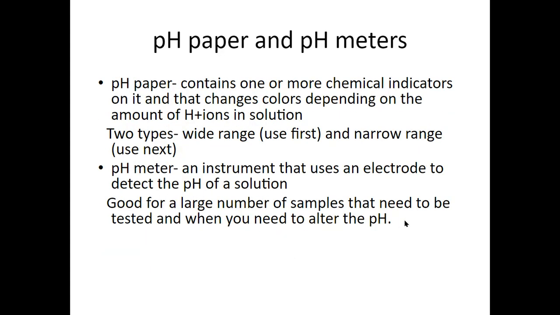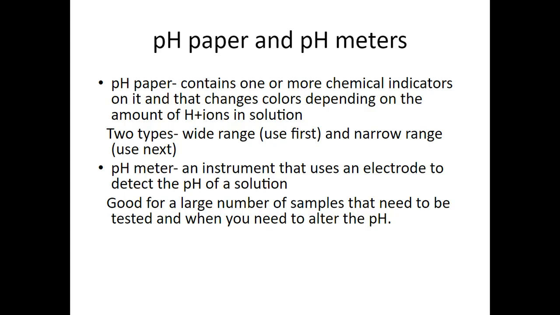pH paper and pH meters. pH paper contains one or more chemical indicators on it, and it changes colors depending on the amount of hydrogen ions in solution. There are 2 types, and we don't use too much of these. If you do a science fair experiment, you might be able to use them more. We have the wide range that are usually from 1 to 14. Sometimes they all look alike, so you have to pick them out. We give you little plastic containers, so just look carefully to see if that's the wide range. The narrow ranges can go into the 0.5 pH values.